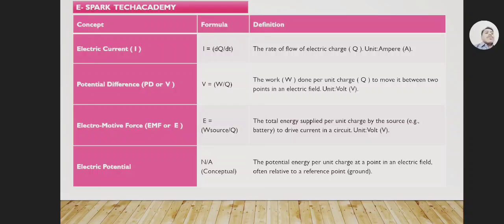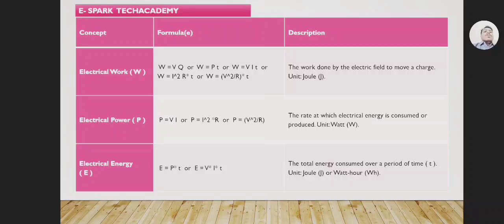And electric potential is nothing but the potential energy at any point in a circuit relative to a reference point. Now we will be going through the formulas of electric work, electric power, and electric energy. Electric work is nothing but the work done by an electric field to move a charge, meaning only the movement of charge occurs. Some sort of work is being done in moving that charge when an electric field is applied to it. Hence, we give its formula as W is equal to V into Q, or W is equal to P into T, or W is equal to VIT.